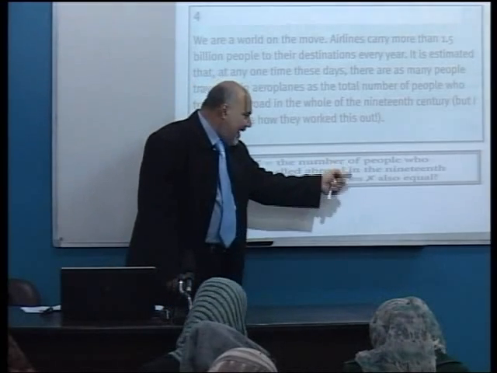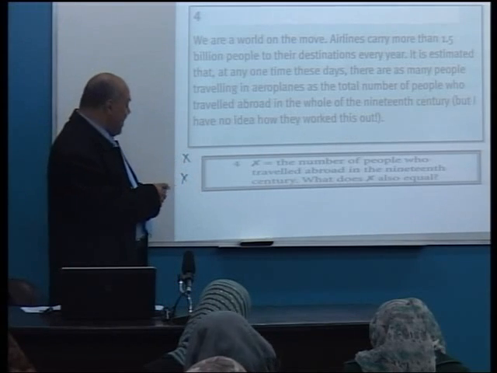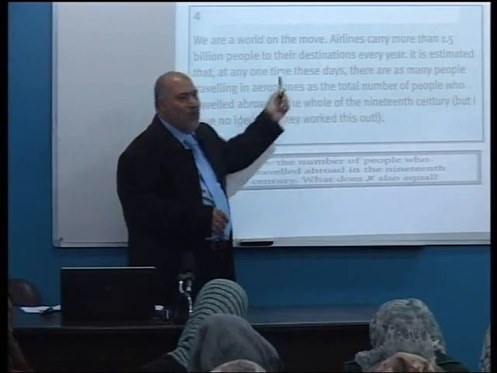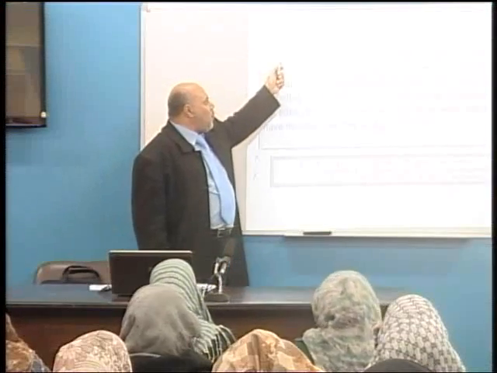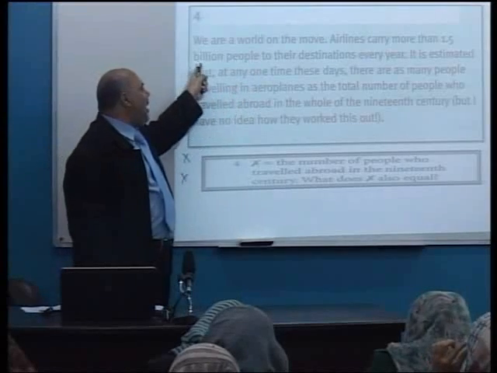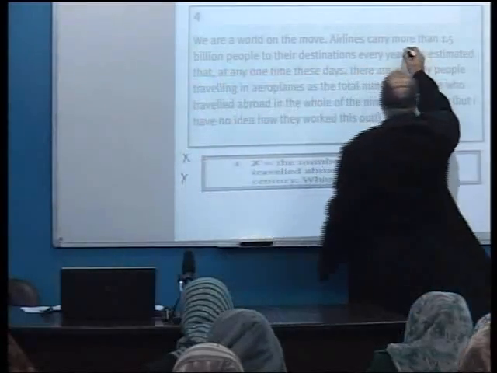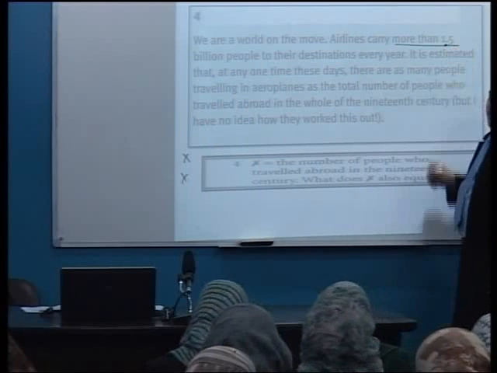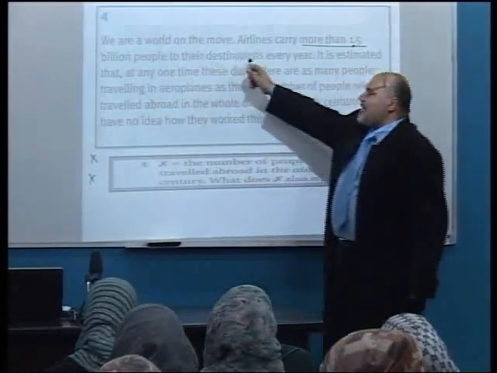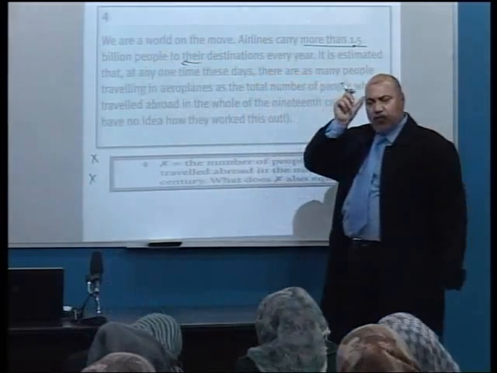Now, what does X also mean? So this is X in the past, and we want this X nowadays. So X in the past, it means what? The number of people who traveled abroad in the 19th century. What about X also means? Now we will answer this question from the paragraph. We are a world on the move, a moving world. Airlines carry more than 1.5 billion people to their destinations, to their places, every year. More than 1.5. So we call this what? Point. We'll study the numbers next lecture, inshallah. To their destination. So there refers to what? People. Yes, it refers to people.